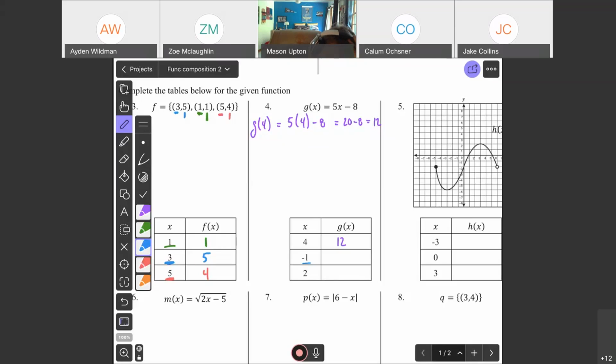Well, if you want to do -1, you just plug -1 into 5x, right? Okay, so what would I write? So you'd write 5(-1) minus 8. And then you'd write down what you get from that. Like, what do you get? Okay, so 5 times -1 being -5. And what's -5 minus 8? -13. Okay.